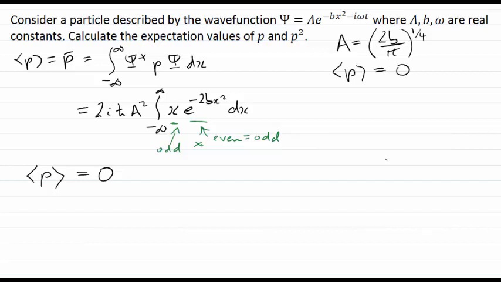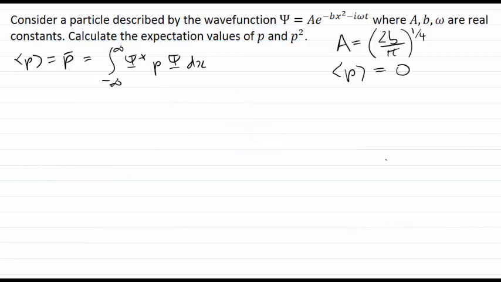Let's now think about the calculation we do to find the expectation value of the square of momentum. So similar notation, we're looking at the expectation value of p squared.